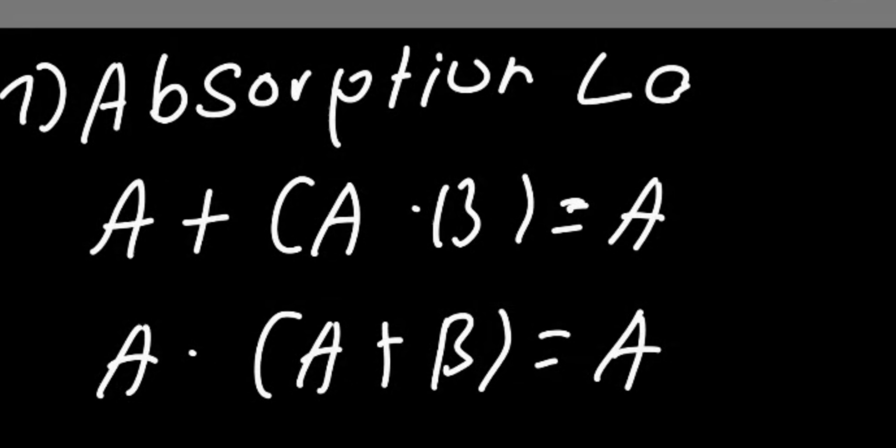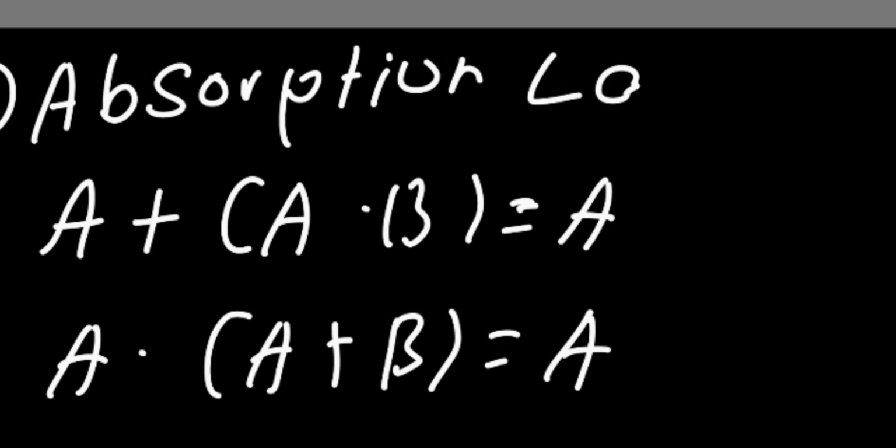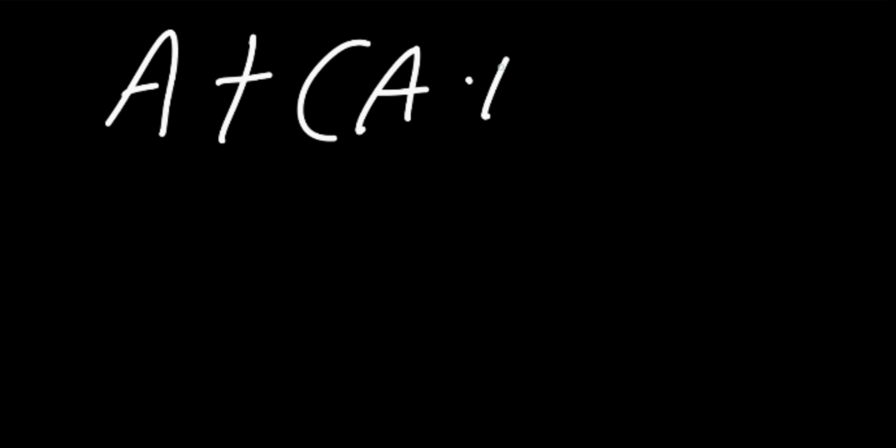Now let's do the absorption law. The absorption law tells us that A AND (A dot B) is A, and A OR (A AND B) is A. Let's understand how. Let's do the first one, that is A AND A dot B.